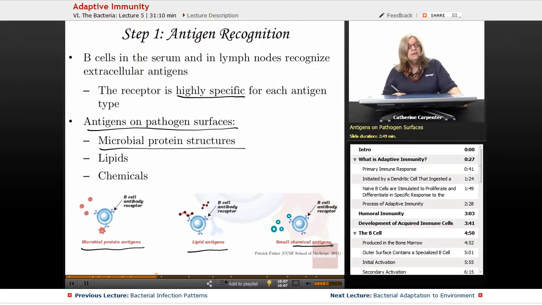And then we have these chemical antigens. Now remember, in the infectious patterns lecture and in the bacterial adaptation lecture, we talked about toxins. Now, toxins are often not bacteria. Remember, they're secreted by bacteria. And these toxins are actually chemicals. They're poisons. They're proteins. They're various kinds of things. So sometimes it's not the bacteria that is remembered, but actually the toxin, because it's the toxin that's actually the damaging molecule.